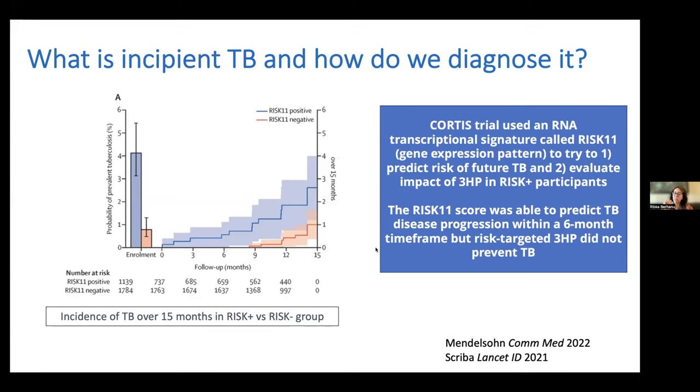At the time that they did this CORTIS trial, they had developed a signature that they called RISK11, but the specific signature doesn't matter too much. There are many such signatures in the literature developed by different groups, and for the most part, they all perform relatively similarly. The reason it's called RISK11 is because it's an 11-gene signature. There's another one that's been commercialized by Cepheid and can run on the Xpert platform, called the Sweeney3. That's a 3-gene signature. And then there are many others. They all perform about the same, and they look at overlapping gene expression patterns. So I'm using RISK11 and the CORTIS trial as an example.